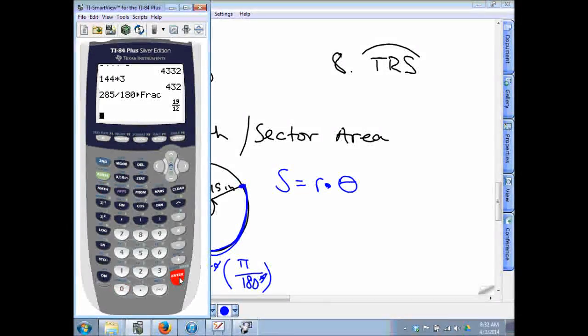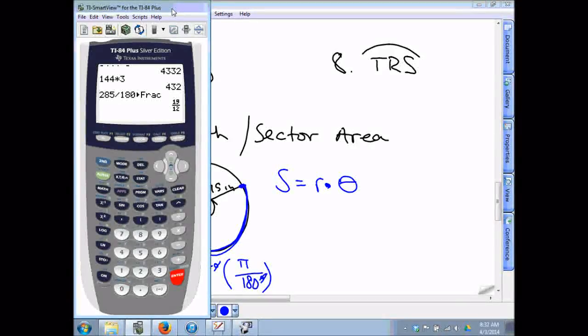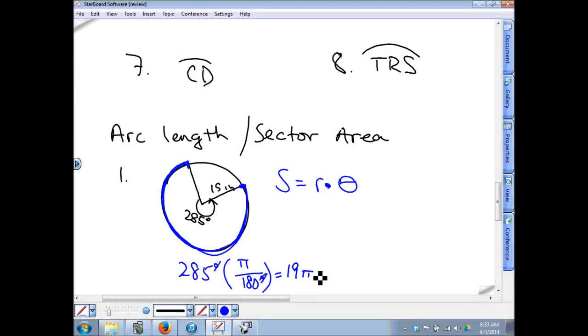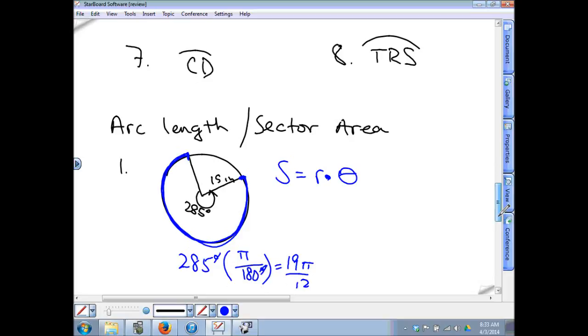So it's 19 divided by 12. This is 19 pi over 12. That's just the angle. That's not the answer. Some of you on the quiz converted it to radians and then stopped. You forgot to use the formula. This is just the angle, theta. So now you take S equals the radius, 15, times the angle now that's in radians, 19 pi over 12.